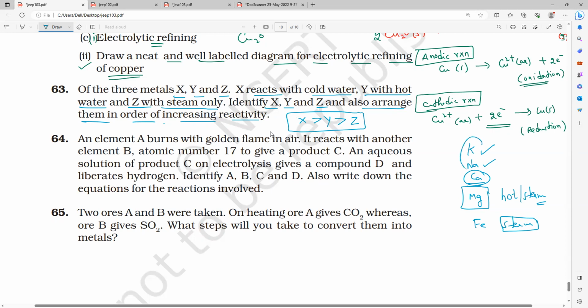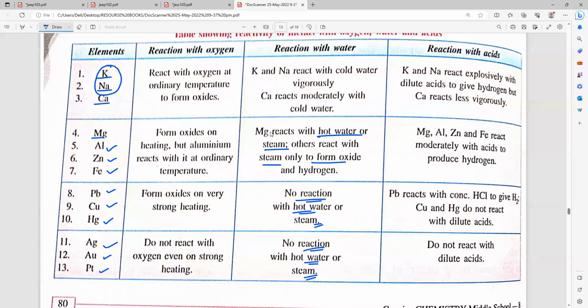Am I right or wrong? Either it is sodium or potassium. Next, Y with the hot water. Y with the hot water means definitely Y may be a what, everybody? Hot water means magnesium. Of course, even steam. Only magnesium reacts with hot water as well as steam. So I will take magnesium.